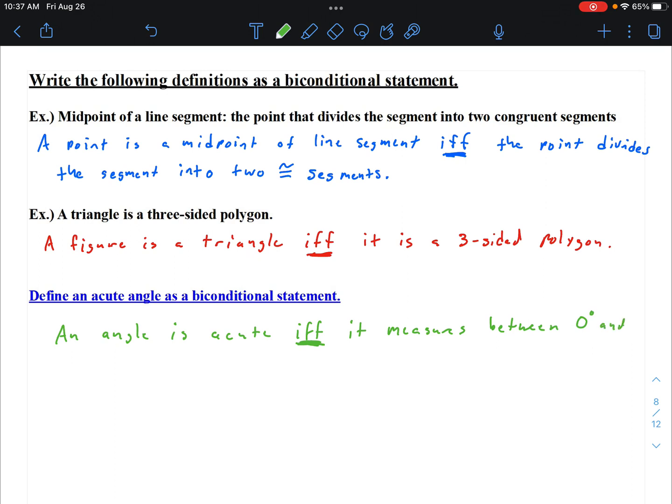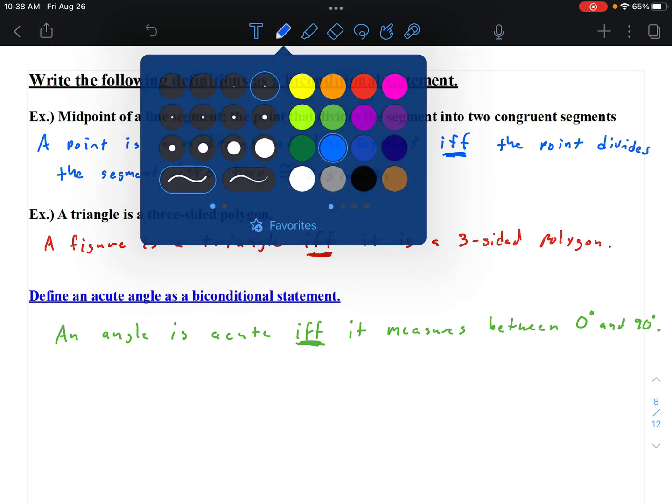0 and 90 degrees. Again, that statement works not only in the conditional statement, if an angle is acute, then it measures between 0 and 90 degrees, but it also works in the converse. If an angle is between 0 and 90 degrees, then the angle is acute. So it works both forward and backward, biconditional statements. All right, moving on here.